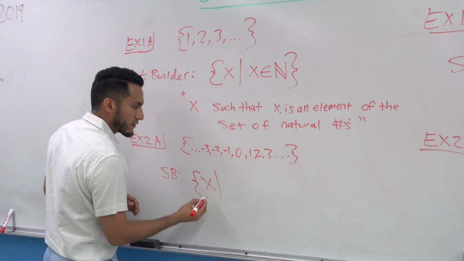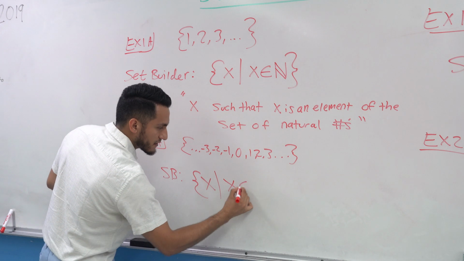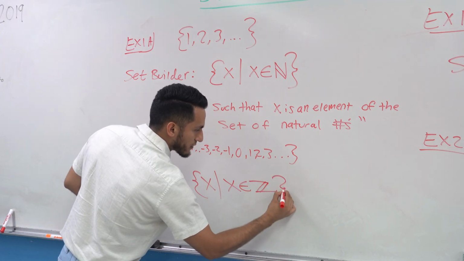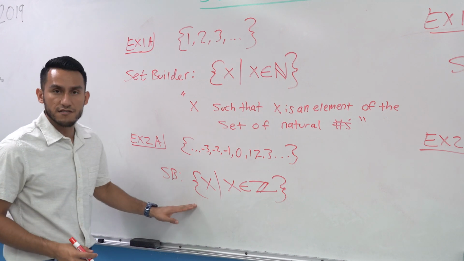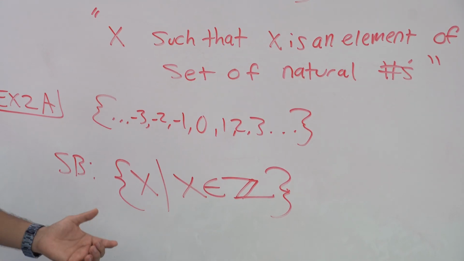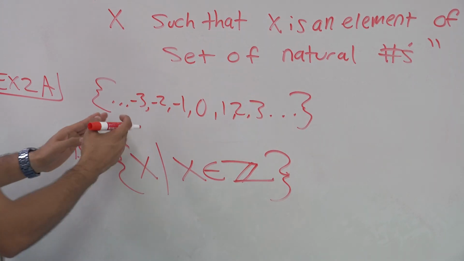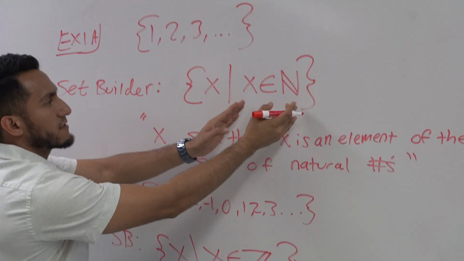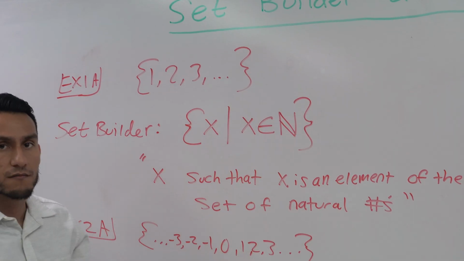So here, we can go ahead and describe that x is an element of the set of integers. And then we close it. That would be your set builder for this example. The set of integers. We don't have to describe a rule because it's exactly like the set of integers, kind of like example 1a. This is exactly like the set of natural numbers. We don't have to describe a rule.